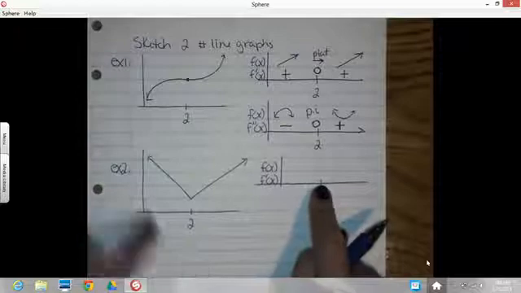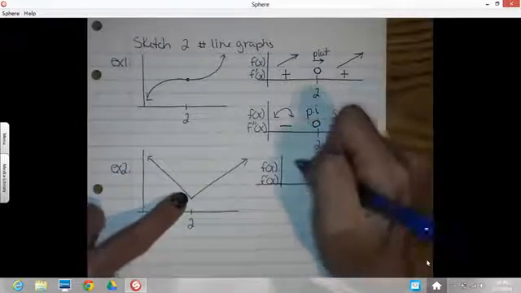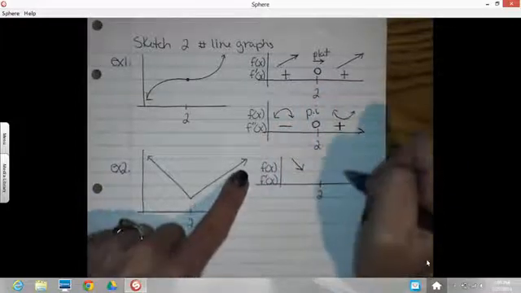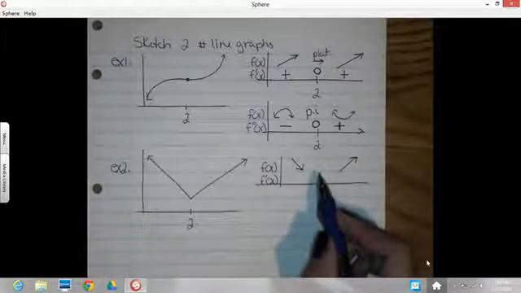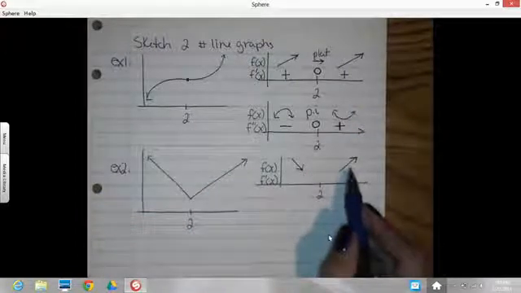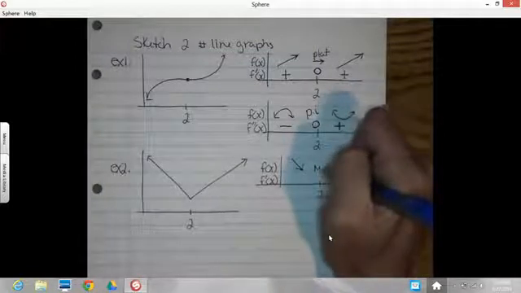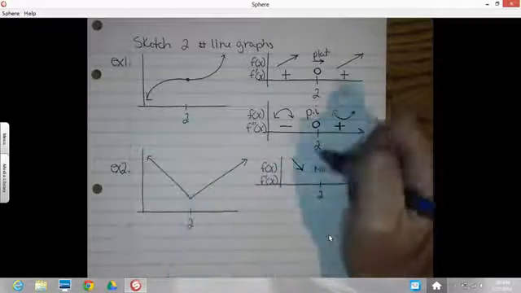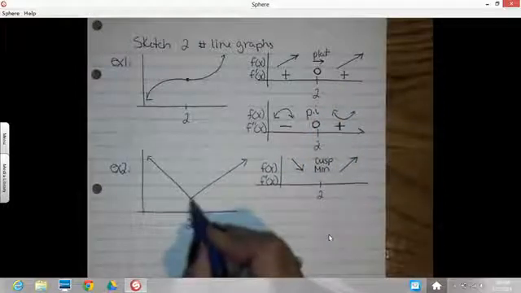So for this part, all my values are decreasing as I approach 2. So decreasing. Here they are increasing. Okay, so if it's decreasing and then increasing, I know that this is a minimum. But I can also see that it's a cusp. But that is a minimum. It's the lowest point. It's actually a global min.